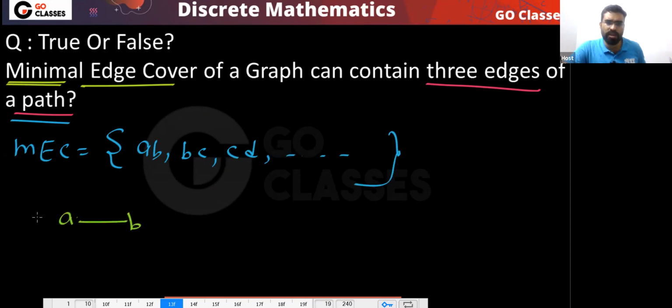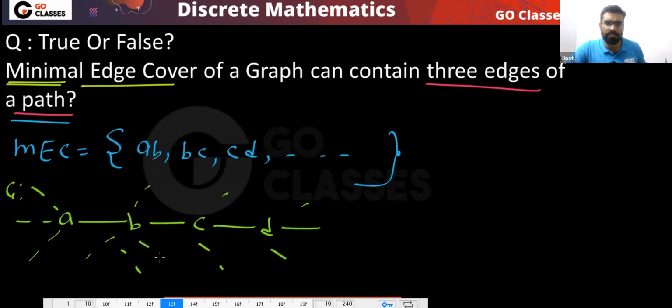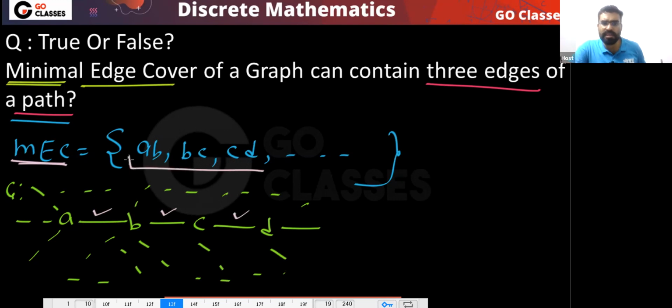For example, let's assume this is your path. Remember, in your graph, you can have something else. A, B, C, D. You can have something else. I don't care about something else. But tell me, is it possible that in the minimal edge cover, you have three edges of a path? Like these three edges of a path. Is it possible? Again, the same logic you can apply.